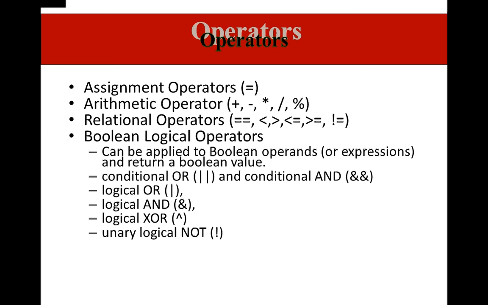Relational operators are used to compare two values. Double equal compares whether those two values are equal or not. Greater than, less than, greater than or equal to, less than or equal to, not equal to. These are all the relational operators, which we use to compare whether values are equal, not equal, greater, less, greater than or equal, less than or equal.